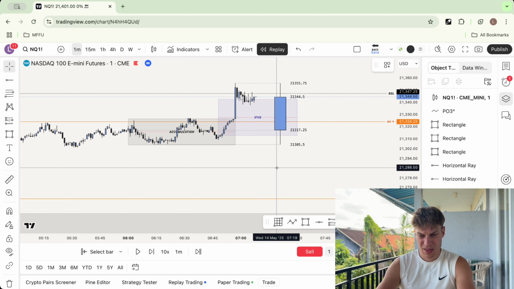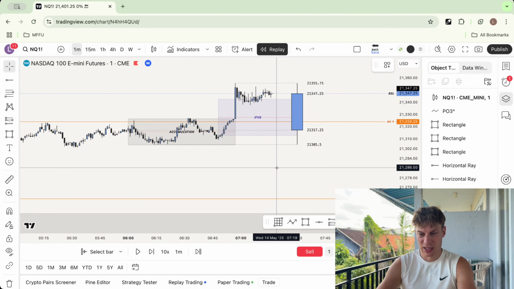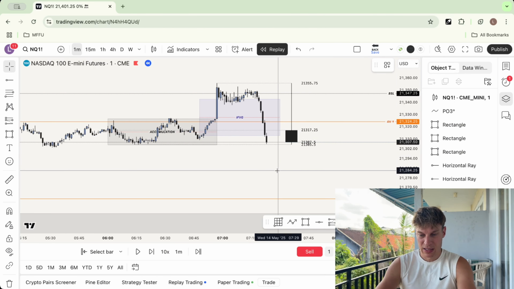So we play around here for a bit. We make a new grab of liquidity a few times here, to be honest, before we start to shoot further down. And here we go.